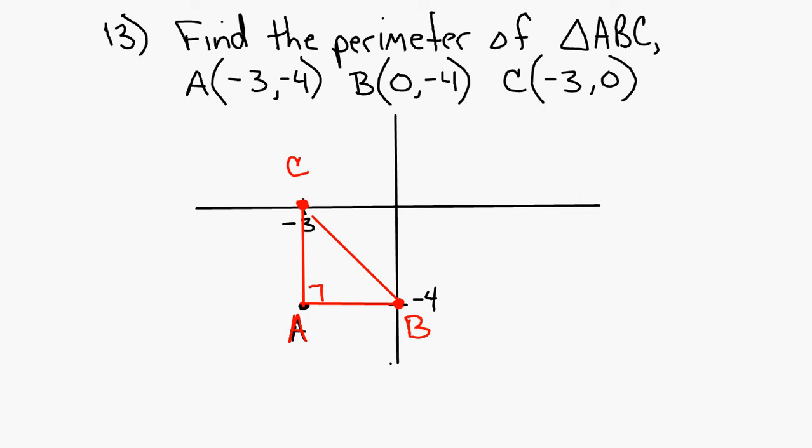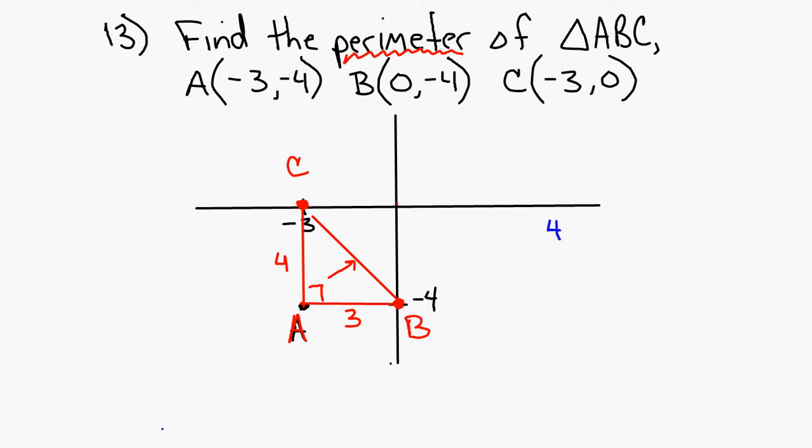And the length of the vertical leg, it goes from -4 to 0. So that's 4. The horizontal leg goes from -3 to 0. So it's 3. Now, you need the perimeter. You need the sum of the sides. So you need this third side. So you're going to do the Pythagorean theorem.